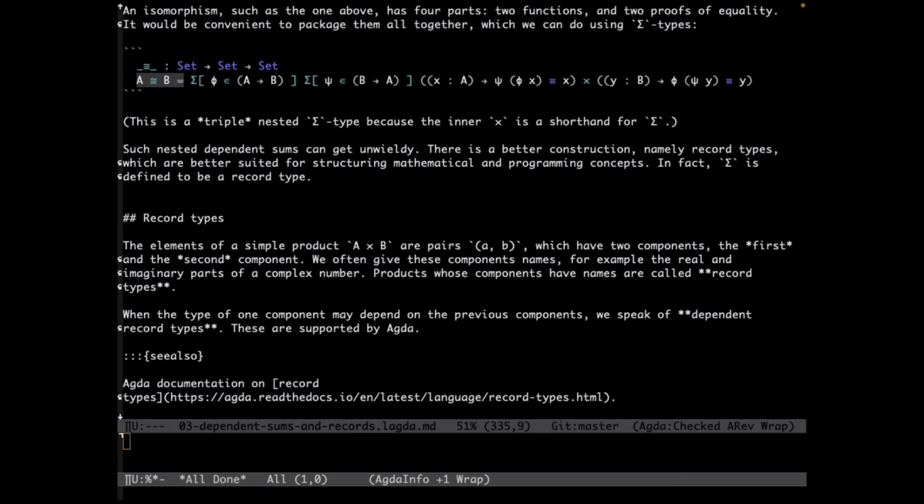Now, how do we do this? Well, I just nested things. I said sigma. So it's going to be, let's see, is it a triple, a quadruple? It should be a quadruple. So it's a triply nested sigma. The first component is phi, which goes from A to B. The second component is psi, which goes from B to A. The third component is here, but the fourth component is independent of the third component, so I can use cross. I don't have to use sigma anymore. It's the first equation, and this is the second equation.